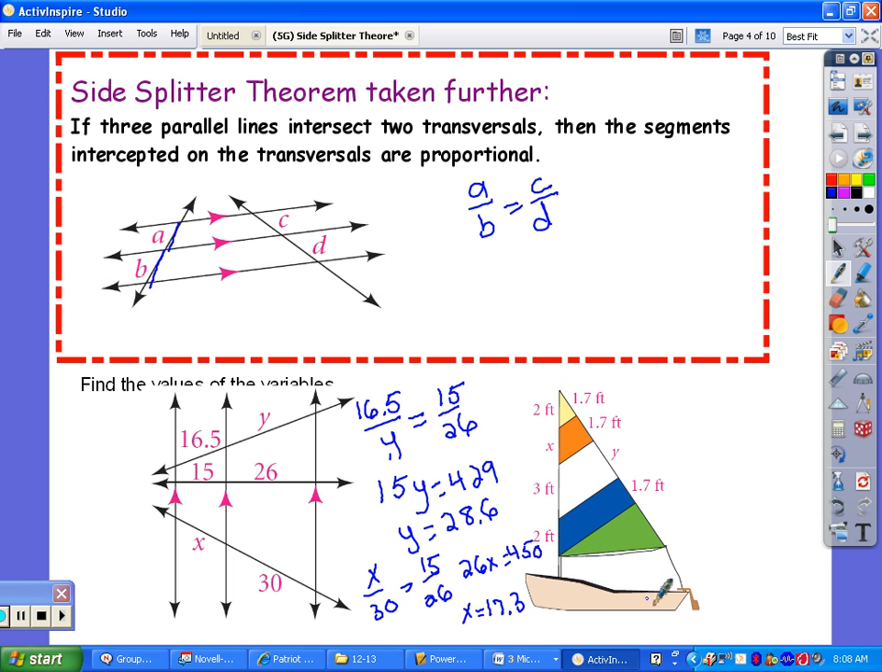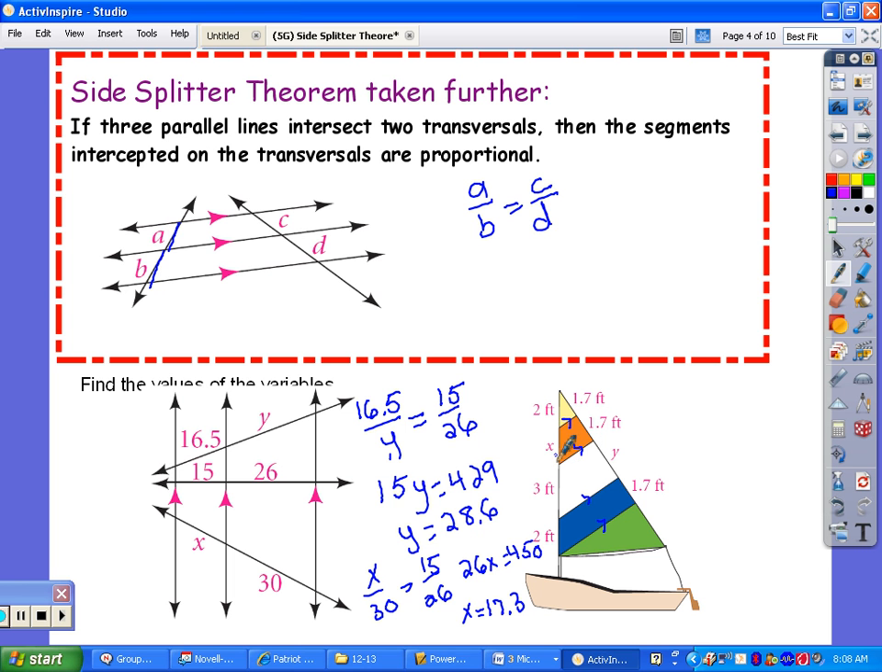So here we have a sailboat, and the parts of the sailboat are broken up into different colors, and we have the length of each part. So when we look at this, we're going to say that these sides are parallel. These lines are parallel, and we want to find x and y. So if we look at this, we have a triangle and 2 parallel segments, which means that the 2 segments on the left are proportional to the 2 segments on the right.